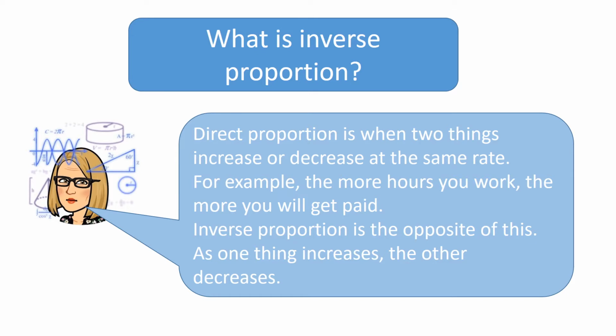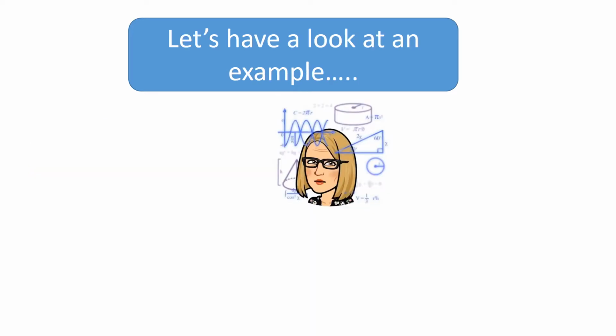Well, direct proportion is when two things increase or decrease at the same rate. So for example, the more hours you work, the more you'll get paid, or the fewer hours you work, the less you'll get paid. Inverse proportion is the opposite of this. As one thing increases, the other decreases. Let's have a look at an example because it always makes it a little bit clearer.